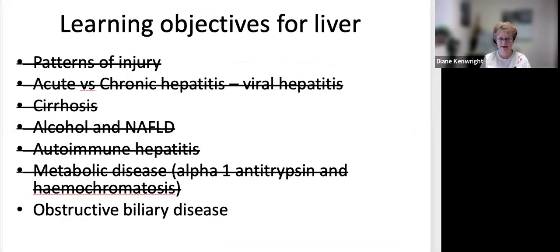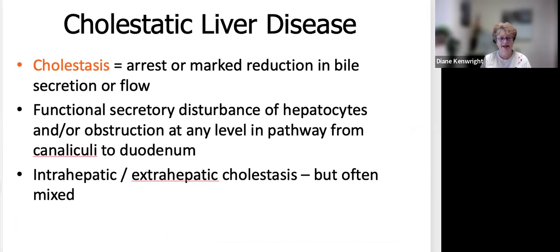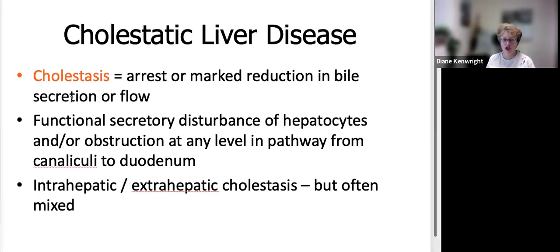Okay, nearly there. So we've done this so far. I might have to give you a bit more on autoimmune hepatitis. But we're now on to diseases of the bile duct. Cholestatic liver disease. So what is cholestasis? It's a marked reduction in bile secretion.